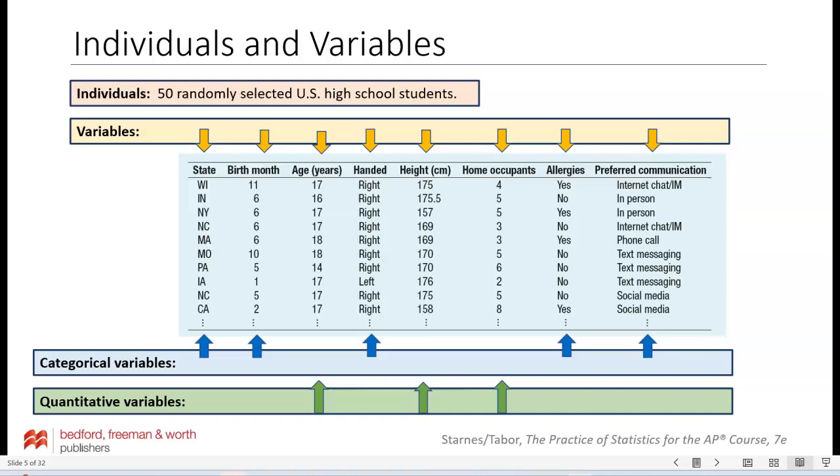So that's where you have to be careful. You're categorizing them into January, February, March, April. So those are categories there. So even though it's numbers, it ended up being categorical. That's one of those you've got to be really careful on, because sometimes you just go, oh, words, it's categorical, and quantitative are numbers. That's usually true, but not always. Definitely allergies, yes or no questions, those are categorical. The preferred way of communicating, that's categorical. Quantitative, in this case: the age in years, the number of home occupants, and the height are all quantitative. They can be measured or counted.